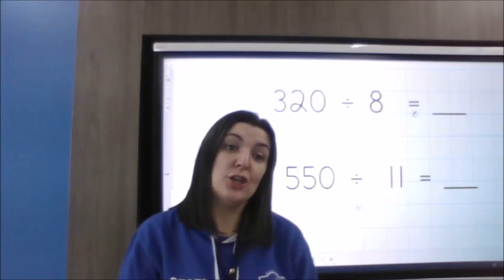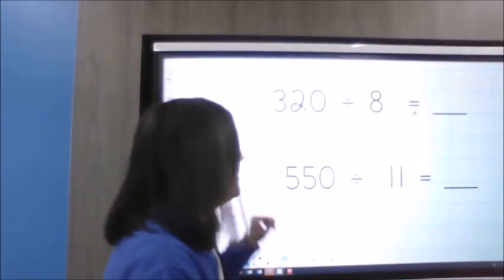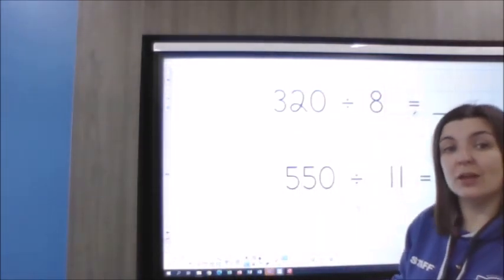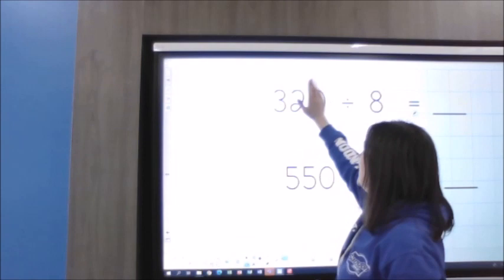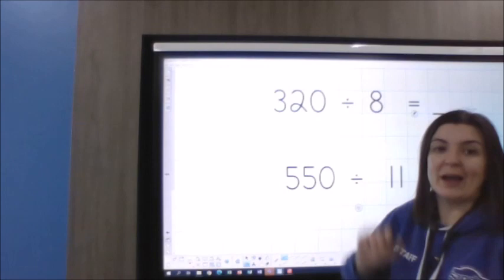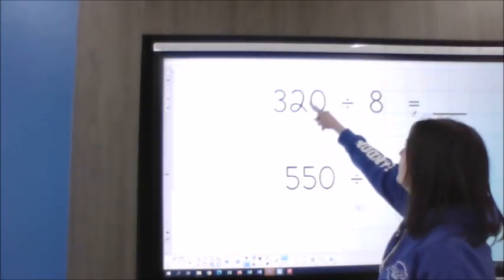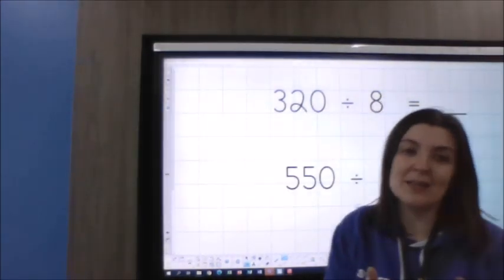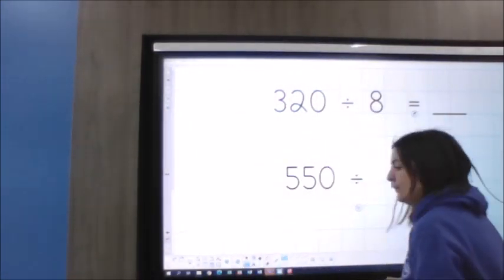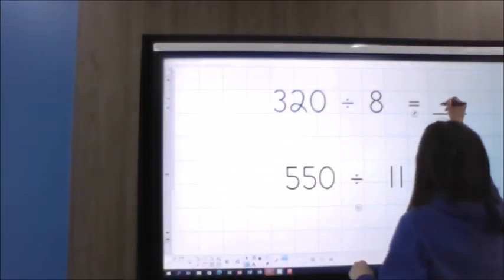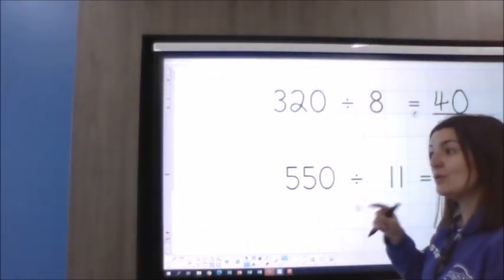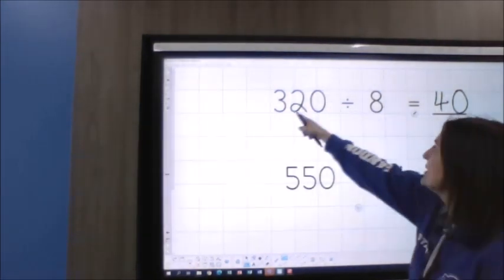Right, and then finally, you might have a missing number at the end. Here we can use our strategy like we did with multiplication, where we cover the 0, do 32 divided by 8 using our 8 times table, and then we'll put the 0 back on. So if I show you how to do this one, 320 divided by 8, I'm going to use my 8 times table: 8, 16, 24, 32, so that's 4, and then put my 0 back on. I could check that using the inverse, so 8 times 4 is 32, and put my 0 back on.